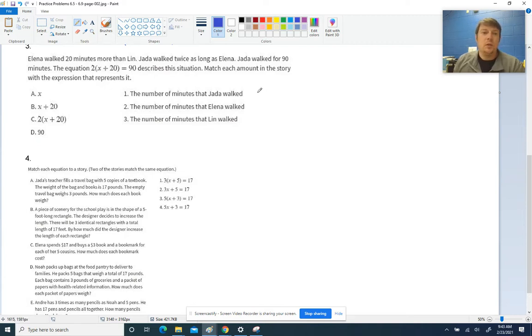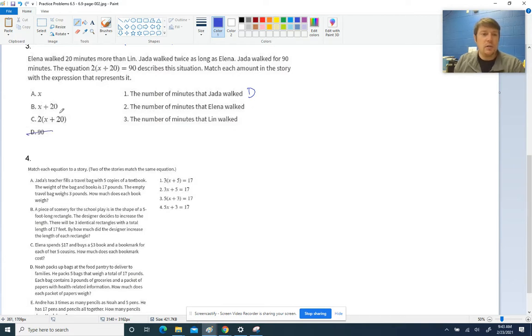Okay? So the thing that we don't know here in this problem is going to be how long Lynn has walked, I believe, because we know Elena walked 20 minutes more. We know that Jada walked twice as long as Elena, right? But Jada walked for 90 minutes. All right, so Jada walked 90. I guess that's an easy one. We can go ahead and match that one up. Number 1 matches D, right? So that one's knocked out.